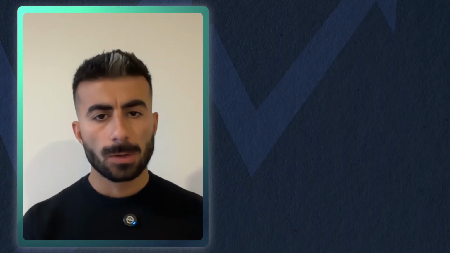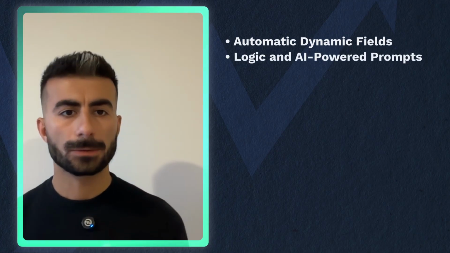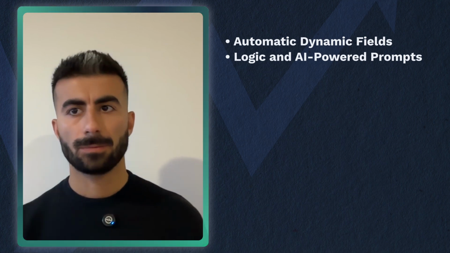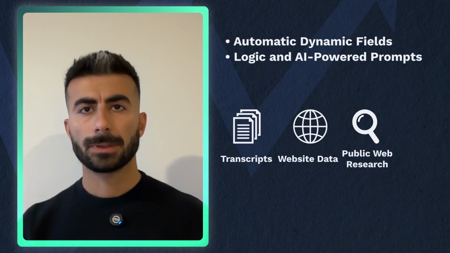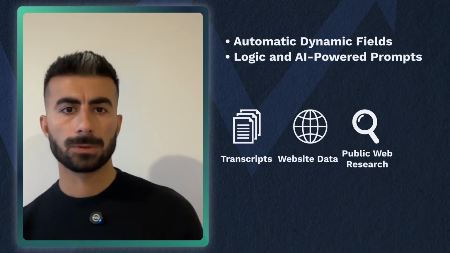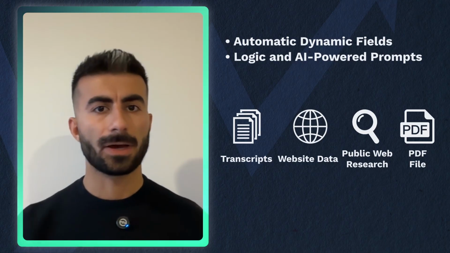So, what are smart properties? Smart properties are dynamic fields in HubSpot that automatically fill themselves based on logic and AI-powered prompts. These can be based on call transcripts, website data, public web research, even uploaded PDFs. That means data can show up in your CRM without manual entry. It's like having AI inside of your CRM.